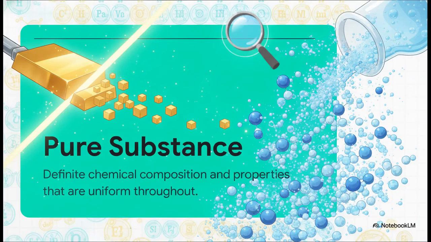And that brings us to pure substances. By definition, a pure substance has a definite chemical composition, along with definite physical and chemical properties that are completely uniform throughout its bulk. But what does that actually mean for you? Well, it means if you take a solid block of pure gold and somehow chop it up into 1,000,000 microscopic pieces, every single one of those pieces is still definitively gold, behaving in the exact same way.